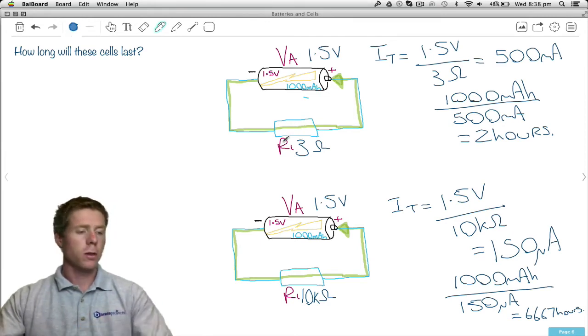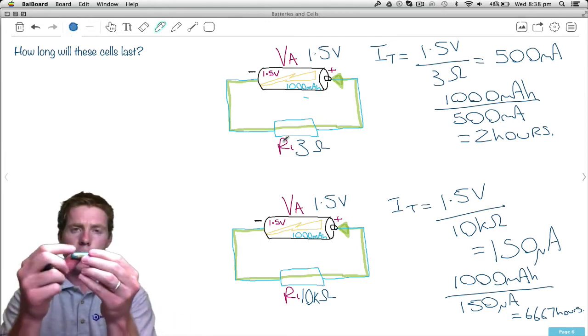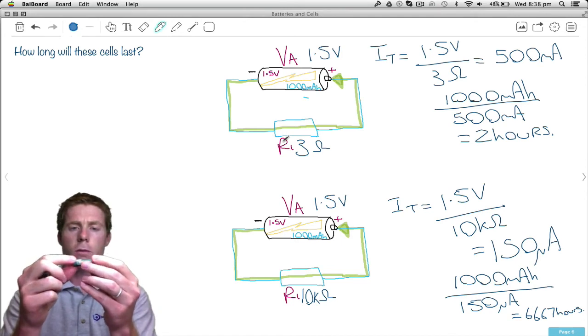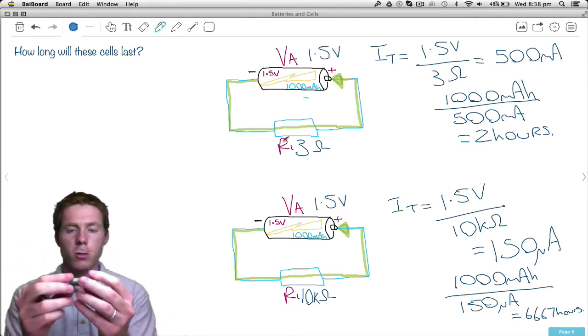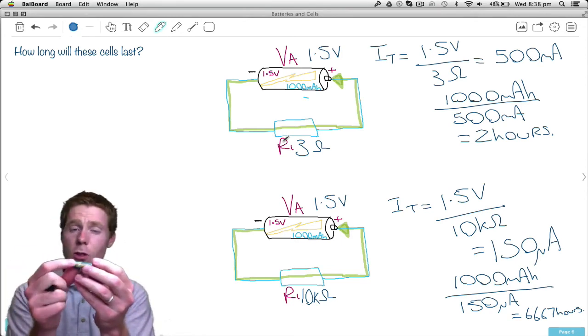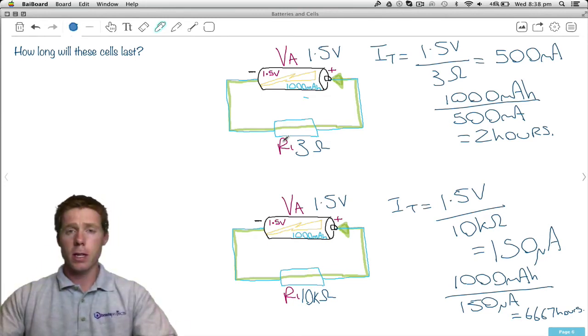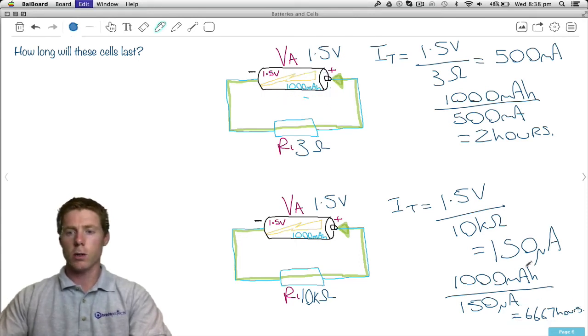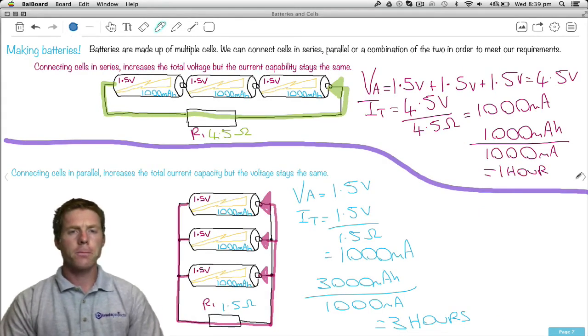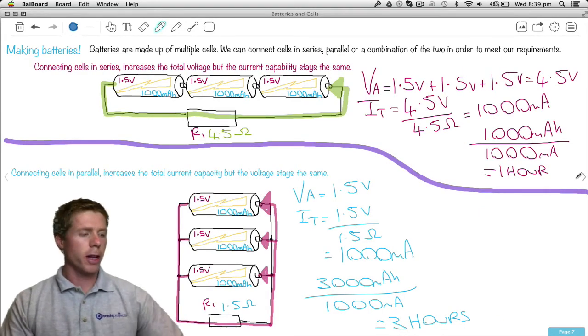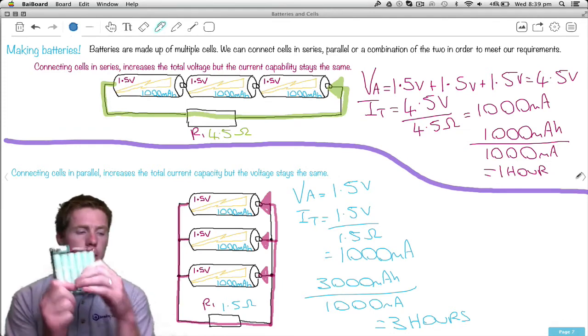And the good thing is, they actually printed it on the battery in this case, or the cell, since I keep using the term battery, which is fine: 2,300 mAh. So this one has more than twice the capacity of this one here. So it's going to last more than twice as long as that, which is good news.